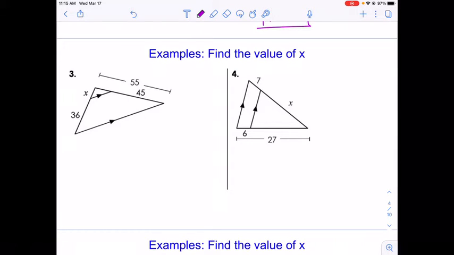Notice that we have the full length here, but we don't know this segment. If we take 55 and subtract 45, that gives us 10. So that little segment is 10. Now we can say x is to 36 as 10 is to 45. Cross multiply, and you get 45x is equal to 360. Divide by 45, and x is equal to 8.